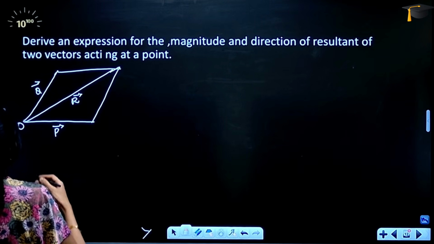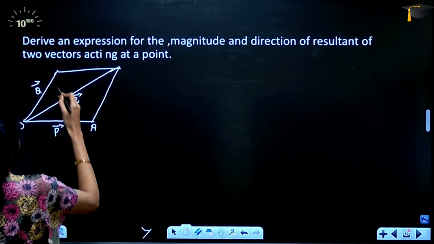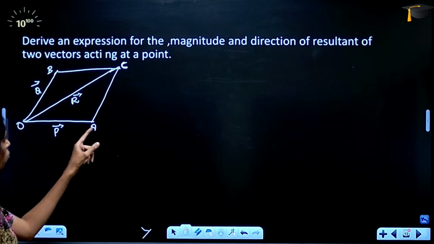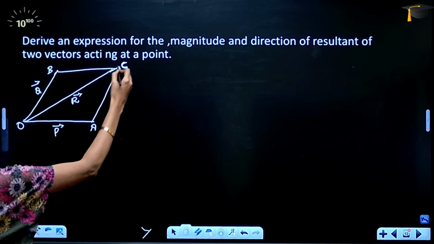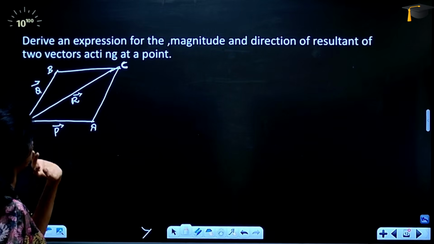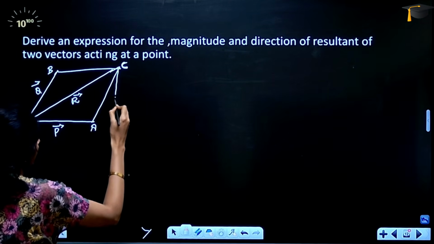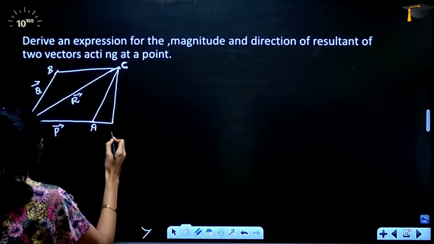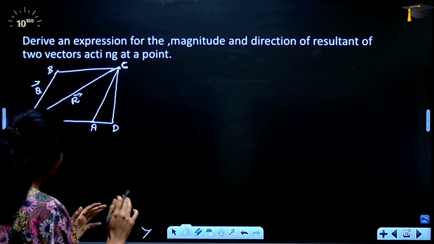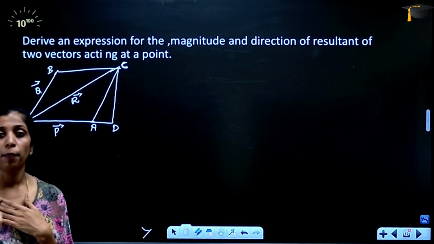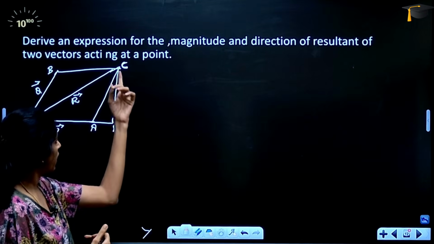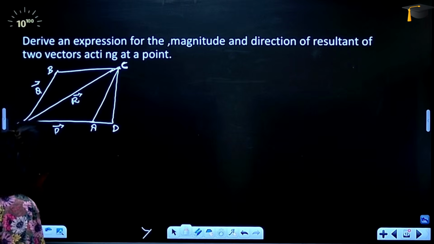And let me join this and I'll name this as A, this as B, and this point as C. Vector OA will be equal to P, vector OC is R, and vector OB is vector Q over here. The side OB is Q. Now, let me take one perpendicular line from this, okay, and name this as D. I'm just taking a perpendicular line over there. Why? Because if I have to use the Pythagoras theorem, then I need a right angle triangle over here, right? That's the reason for that. I'm just taking one perpendicular line as CD.